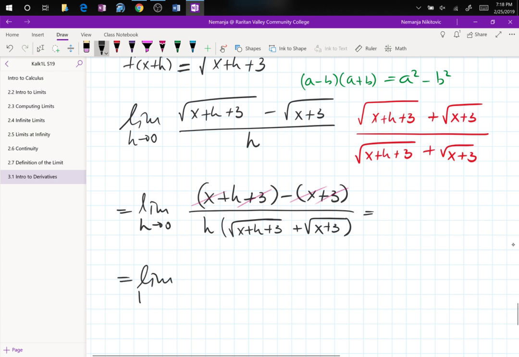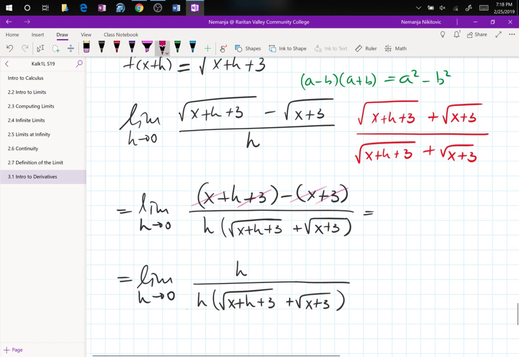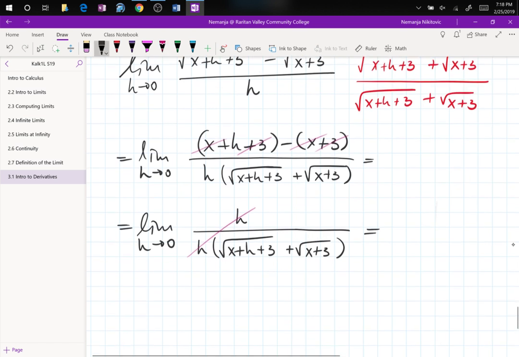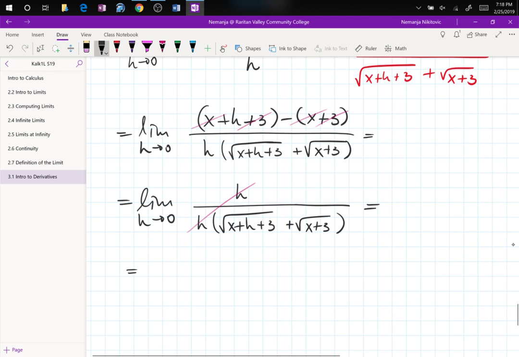Don't forget the limit in every line until you get to use it in the last step. So we have h over h times the square root of x plus h plus 3, plus root x plus 3. This cancels. And what do I get?